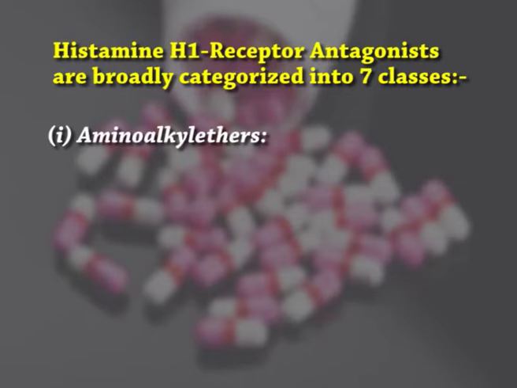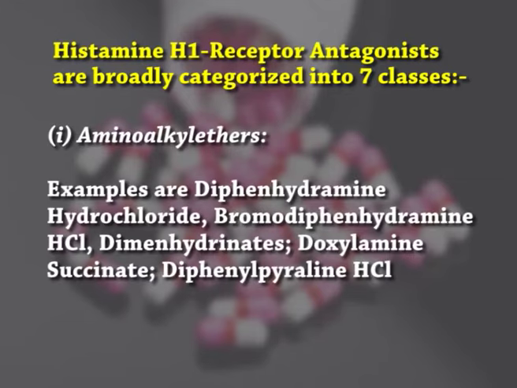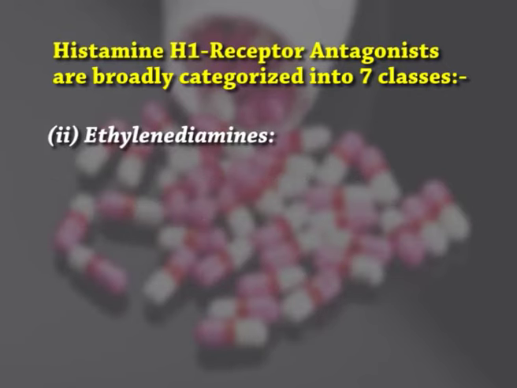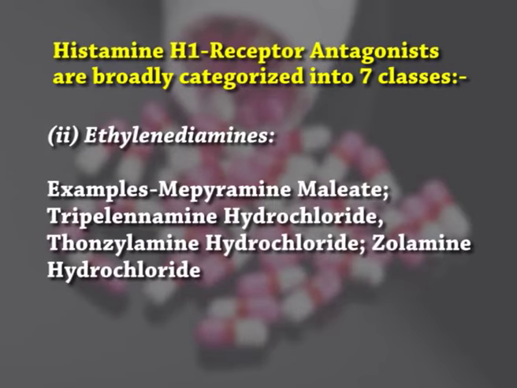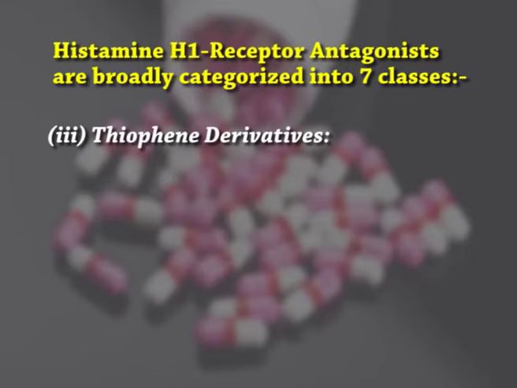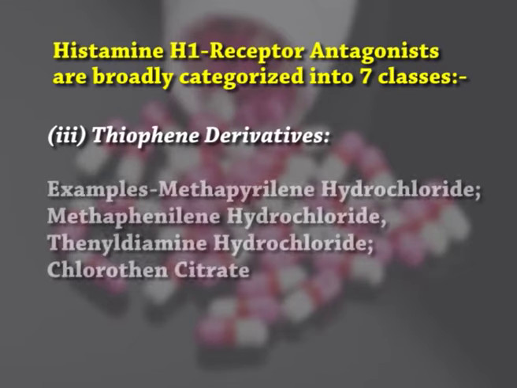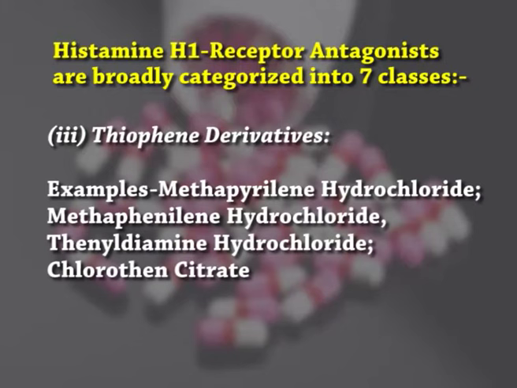First is aminoalkyl ethers. Its examples are diphenhydramine hydrochloride, bromodiphenhydramine hydrochloride, dimenhydrinate, doxylamine succinate, diphenylpyraline hydrochloride. Second is ethylenediamines. Its examples are mepyramine maleate, tripelennamine hydrochloride, thonzylamine hydrochloride, zolamine hydrochloride. Third is thiophene derivatives. Its examples are methapyrilene hydrochloride, methafurylene hydrochloride, thenyldiamine hydrochloride and chlorothen citrate.